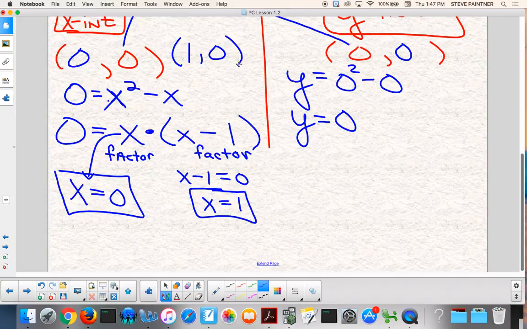You don't want to guess. You two guessed, and you guessed them right, but that's not always that easy. So you want that factoring skill to come back, and we'll be factoring as we go. So that's how you do the x and y intercepts by using your algebra skills.